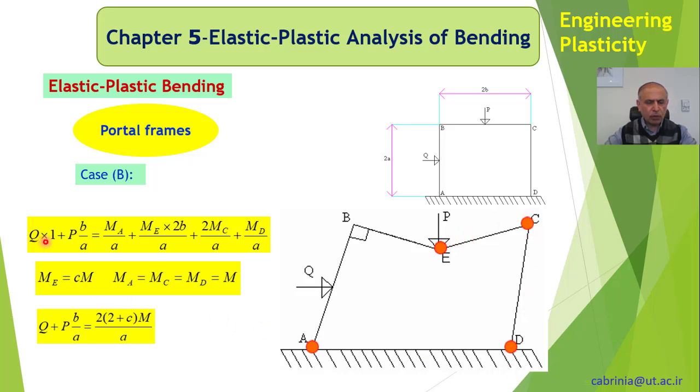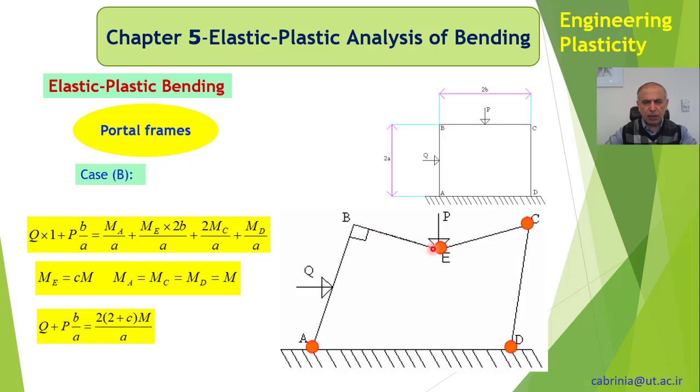So we have Q times 1 meter per second. We assume that Q is moving with 1 meter per second. Then P times b over a, so we are assuming that P is moving with a velocity of b over a. If you take the velocity of P as Vp and the velocity of Q as Vq, Vq obviously is 1 meter per second. So how much is Vp?